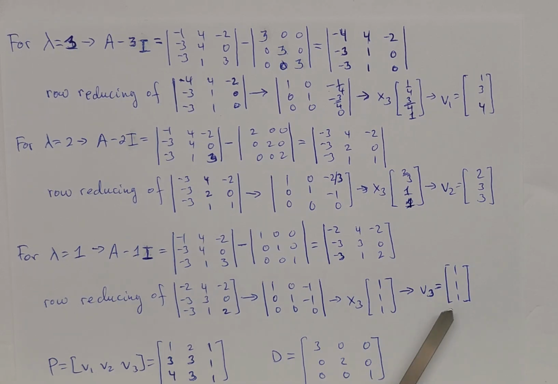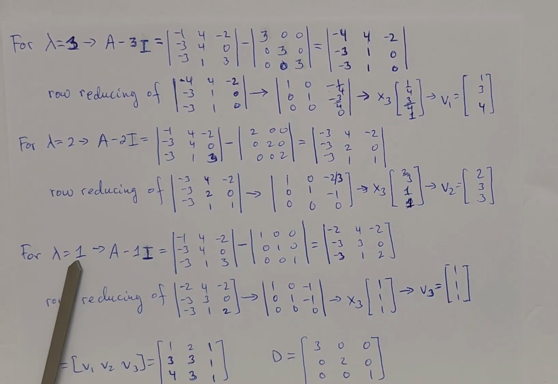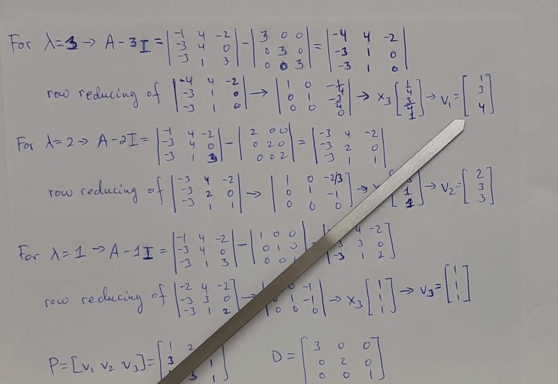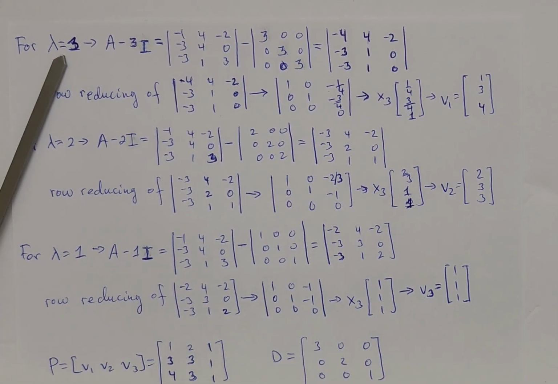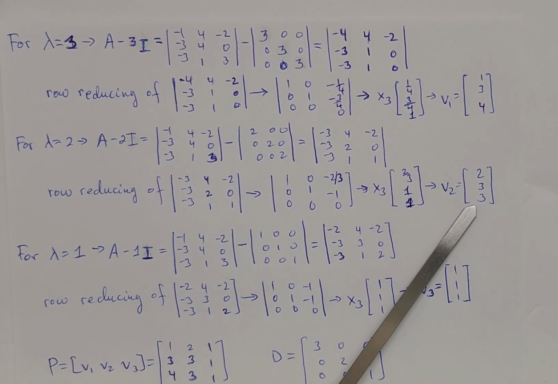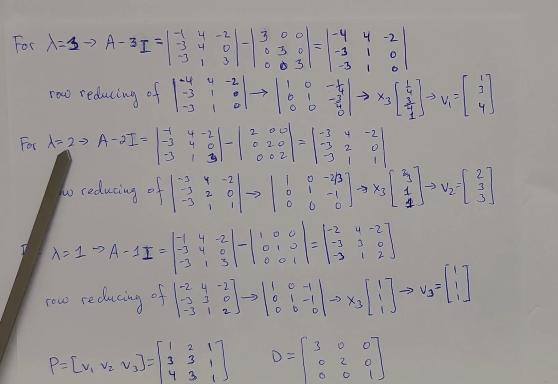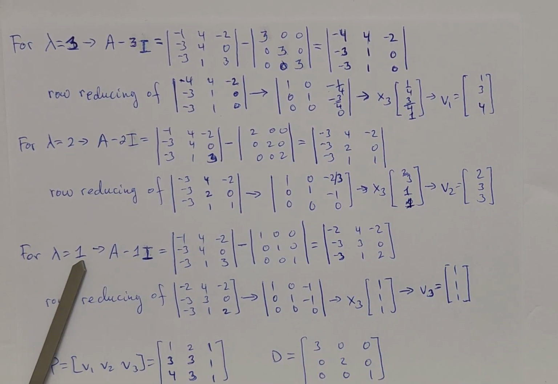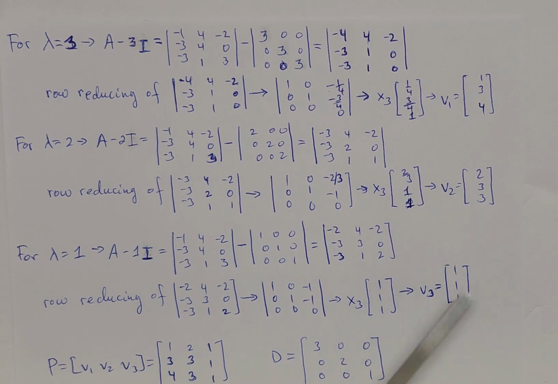So the third basis or vector is this one that belongs to this eigenvalue. One more time, this vector or basis belongs to this eigenvalue. Now put these three vectors together. That will give me my P.